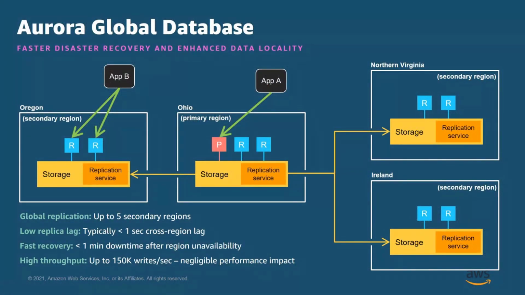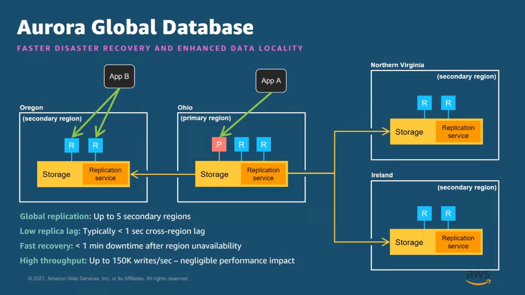So let's say we have a primary in the Ohio region and the application is running against the primary. Using global databases, we have replicas in Oregon, as well as in the Northern Virginia and Ireland regions. So using global databases, you can replicate your database to up to 5 secondary regions. And generally, you will have less than 1 second of cross-region lag, although it will vary with your workload, and it also depends on the region and the distances. But we have seen a lag of less than 1 second.